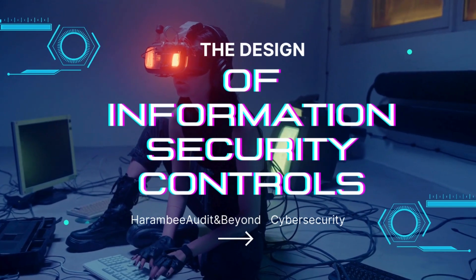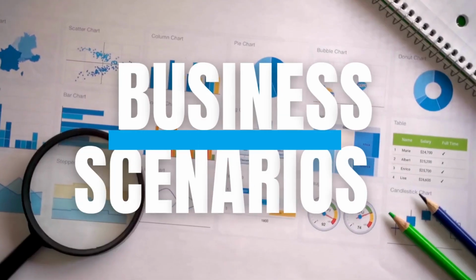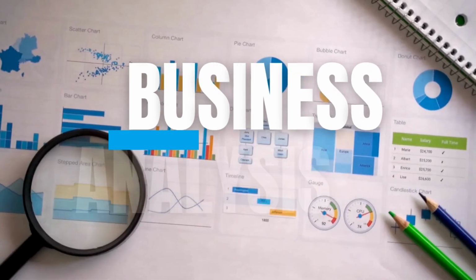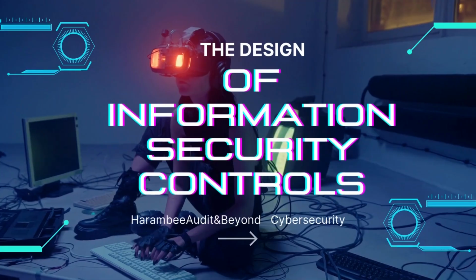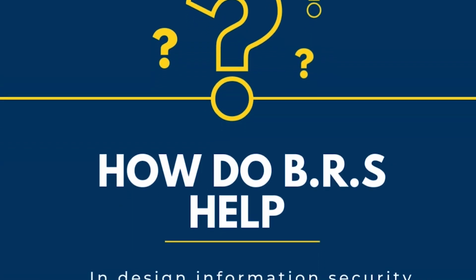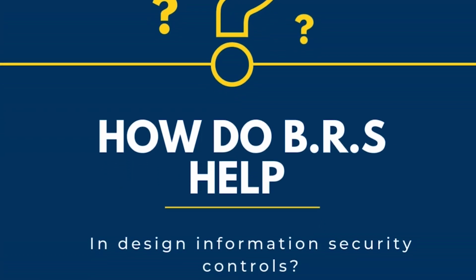The topic is the design of information security controls. We will be responding to this question. What are the business risk scenarios? Why are business risk scenarios preferred over business impact analysis for designing security controls? How do business risk scenarios help in designing information security controls?